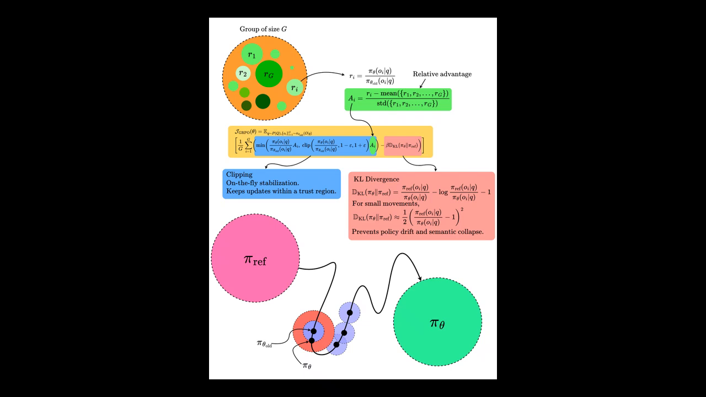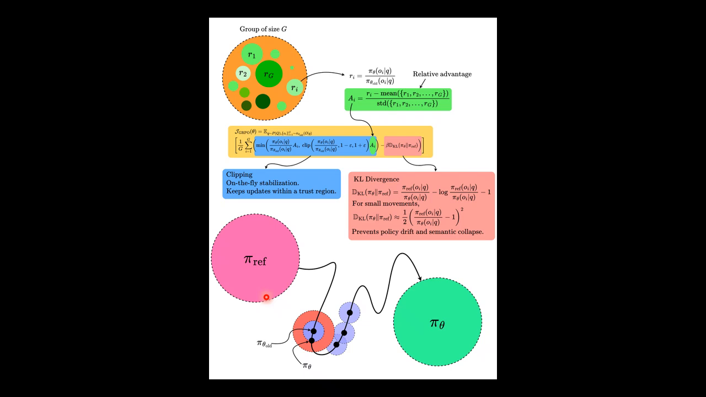Before training begins, we define a reference model. This model acts as an anchor. It represents safe and reasonable behavior. The model is allowed to improve, but it is not allowed to drift too far away from this reference. In DeepSeek-R1, the reference model is already strong at reasoning. The goal is to refine that ability, not to change the model's personality.